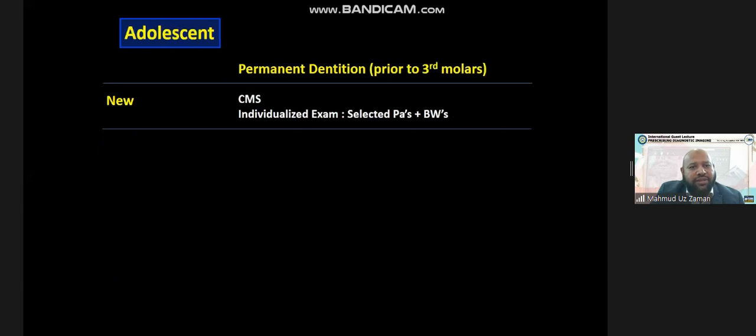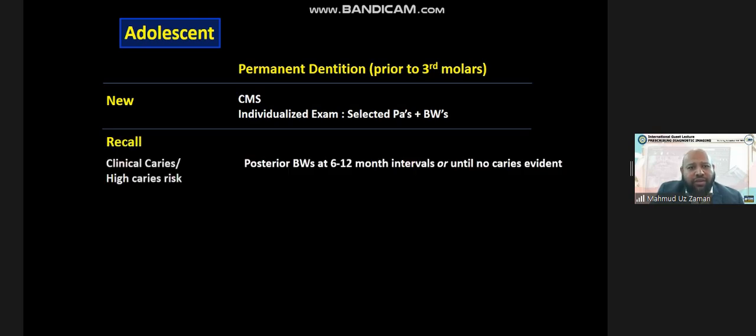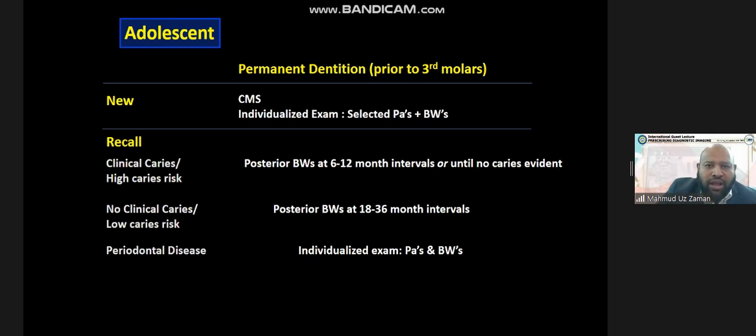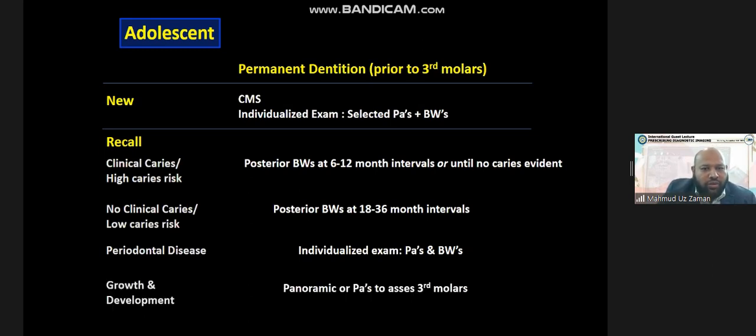In case of adolescents, in the new patient, you may go for a full mouth series depending upon the patient need, combined with periapical and bite-wing radiographs. For the recall, again bite-wing at 6 to 12 month interval for high risk, and low risk categories will be 18 to 36 month interval. For periodontal disease, depending on the individual need of this patient, you will go for periapical or bite-wing radiograph. For growth and development, maybe you'll go for panoramic radiograph, or if you want to assess the third molar, you will go for a periapical radiograph.